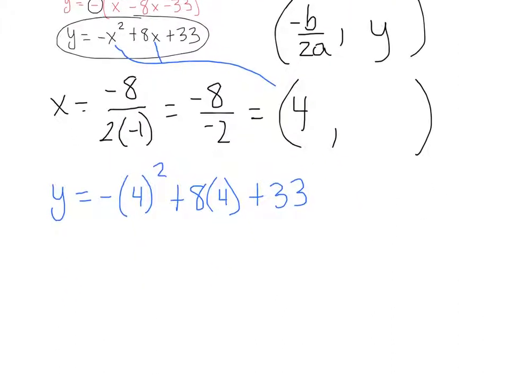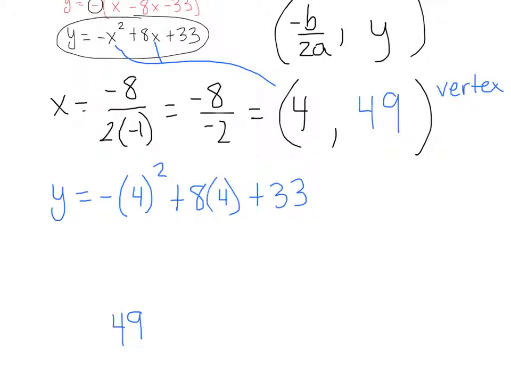And now at this point, the most common thing students do wrong is they do the negative times the 4 first. You cannot do the negative times the 4 first. You have to do the 4 squared first. What's 4 squared? So I have y equals negative, and then in parentheses 16 plus 32 plus 33. So what I'm doing is I'm adding negative 16 plus 32 plus 33, and what do you get? 49. Now, let's look at our vertex. Here's my vertex. My vertex is the point 4, 49.